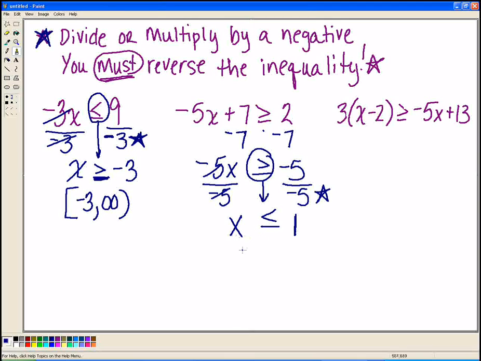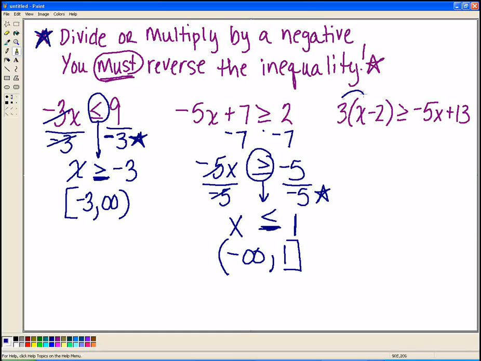All right, divided by a negative number. The smallest value x can take on is negative infinity. The largest value x will ever take on is 1. I use an open bracket with infinity. Because there's an equal sign, I use the square bracket. Now for our last problem.